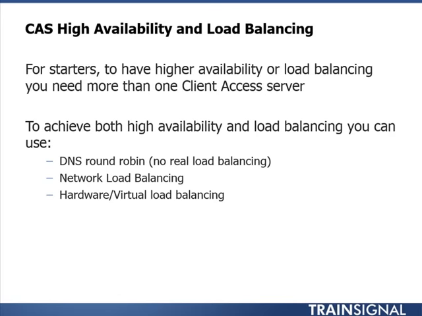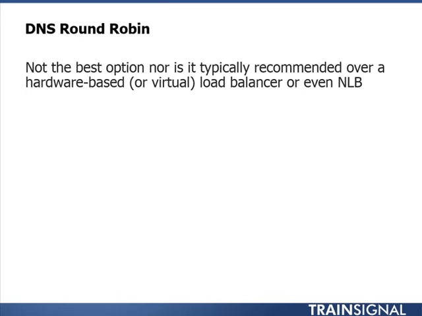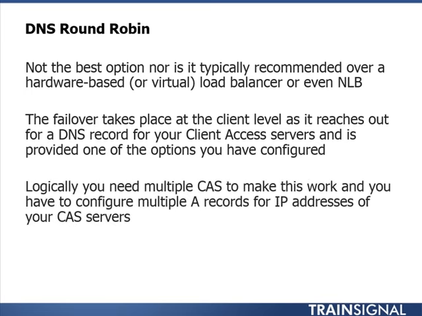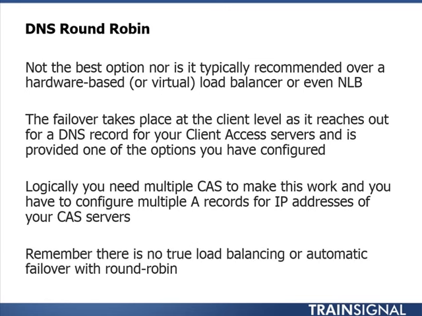Let's talk about DNS round robin. DNS round robin is not necessarily your best option, nor is it typically recommended over a hardware-based or virtual-based load balancer, or even Windows Network Load Balancing. The failover takes place at the client level as it reaches out for a DNS record for your client access servers, and it's provided one of the options that you have configured. Logically, you need multiple CAS servers to make this work, and you have to configure multiple A records for IP addresses of your CAS servers. But remember, there's no true load balancing or automatic failover with round robin.